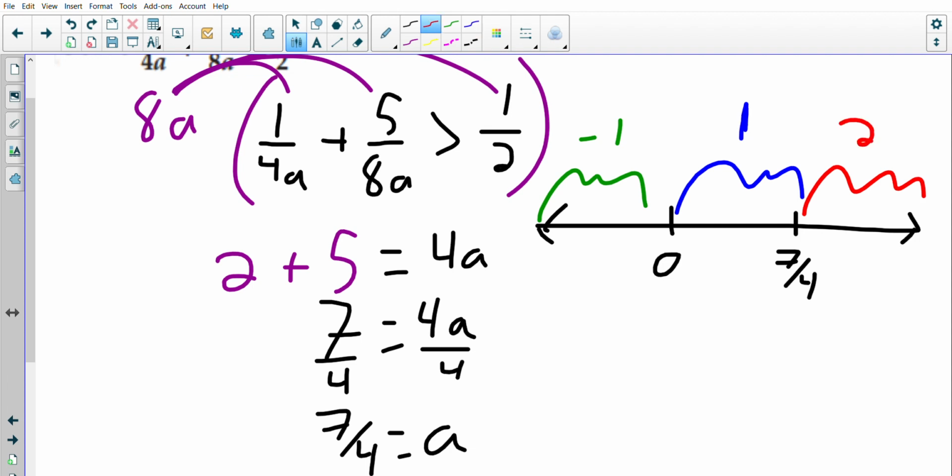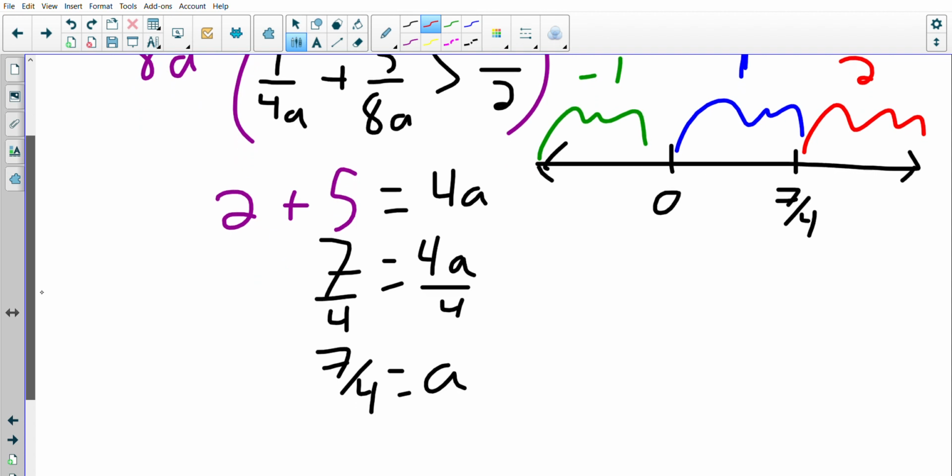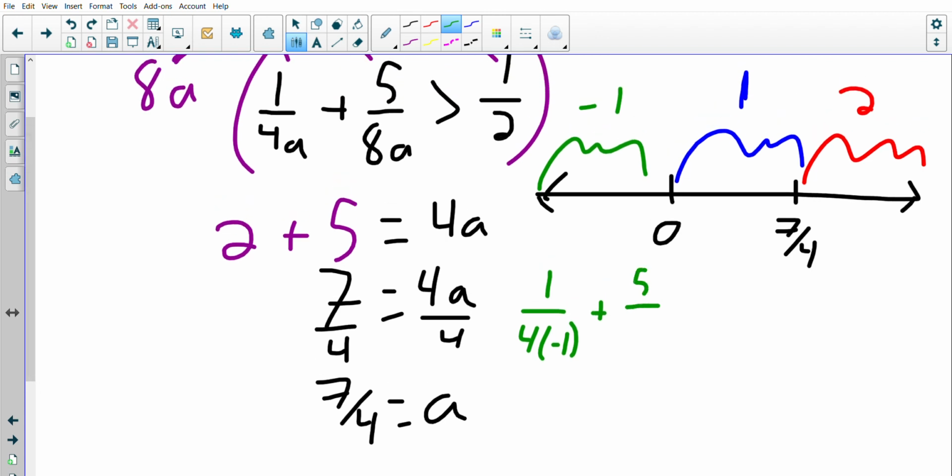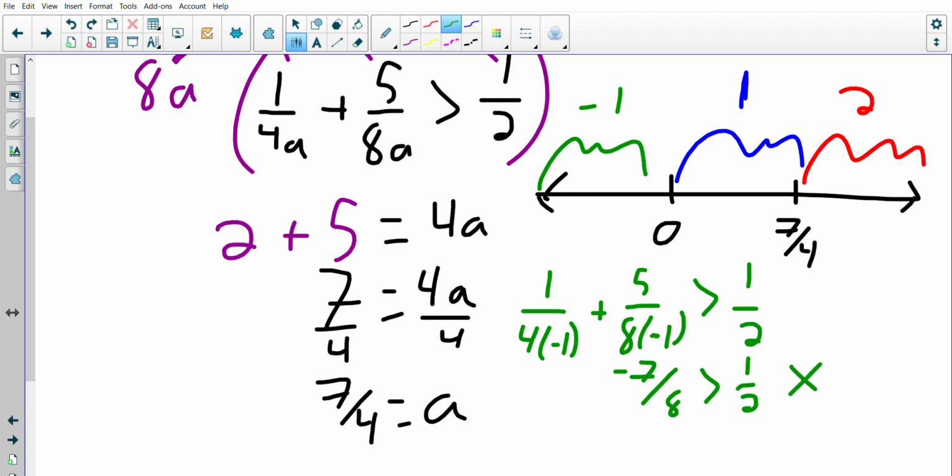So when I plug all this stuff in green, now I'm going to plug in 1 over 4 times -1 plus 5 over 8 times -1. And I'm going to check if that's greater than 1/2. And after plugging everything in, I end up with -7/8 is greater than 1/2. And that is not true. So no, that one doesn't work.